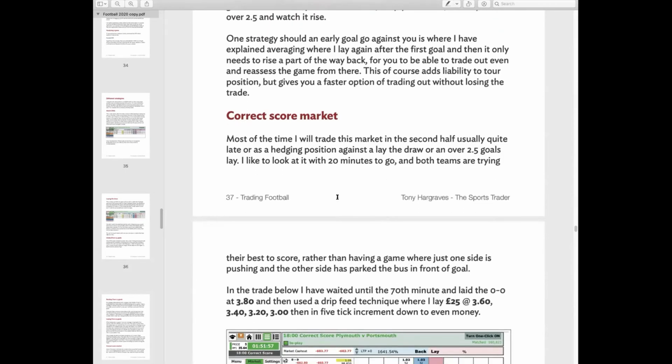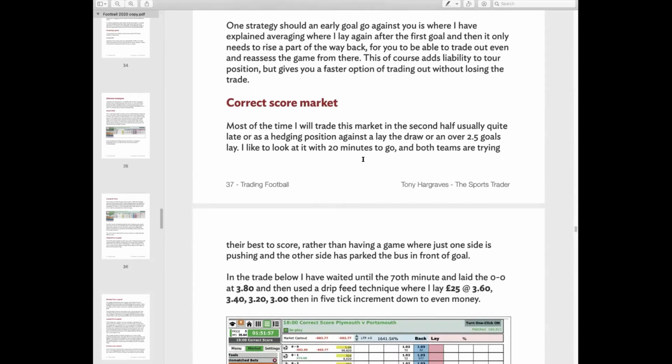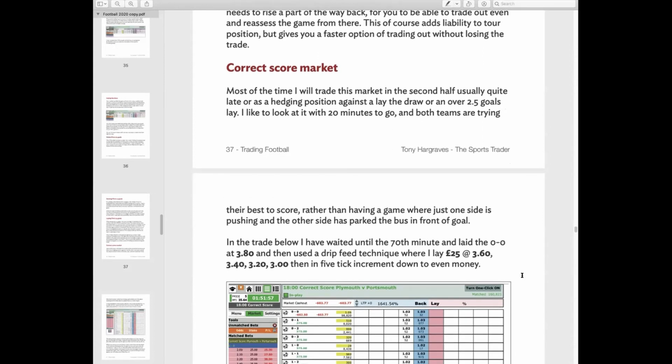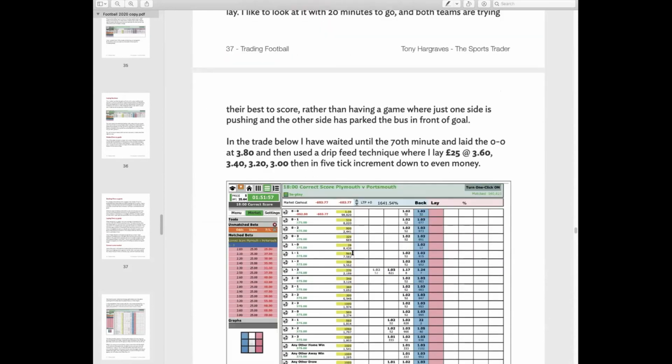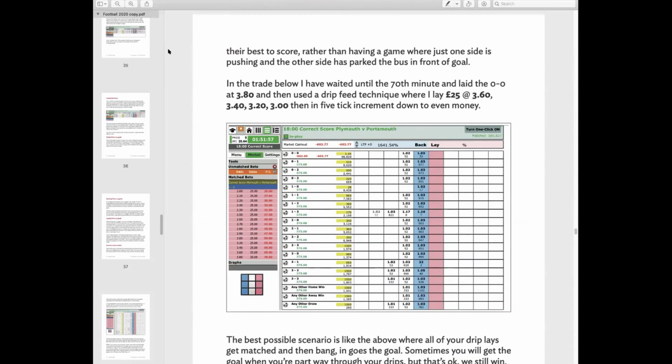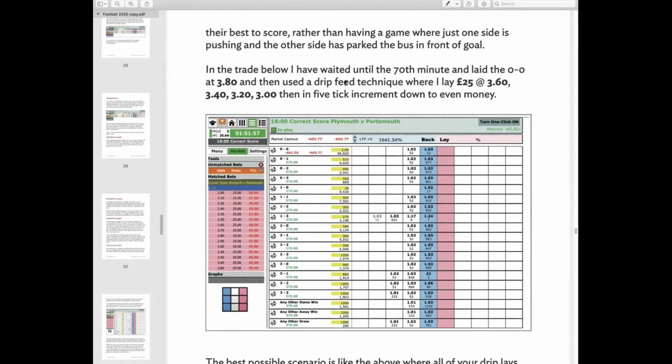So looking at the correct score market, I usually trade this in the second half quite late. I'm often hedging a position against a lay the draw or an over 2.5 goals market. So I'll look at that with 20 minutes to go. Usually if both teams are trying to score a goal, rather than having a game where a side's 2-0 up and they've parked the bus. So in this one here, I waited until the 70th minute and I've laid the 0-0 at 3.8, and then I've used a drip feed where I lay £25 at 3.60, 3.40, 3.20, and 5-tick increments all the way down to even money. And that's when I stop.